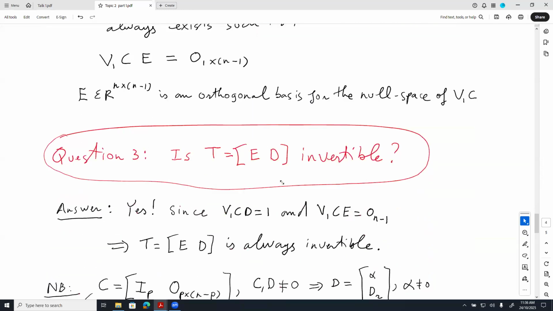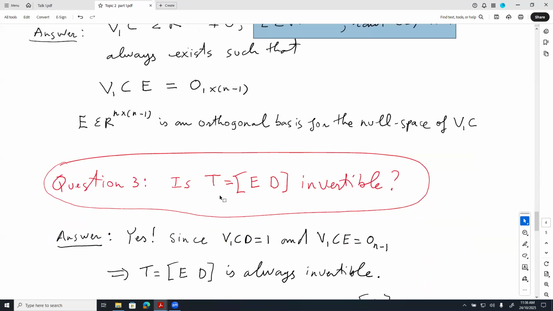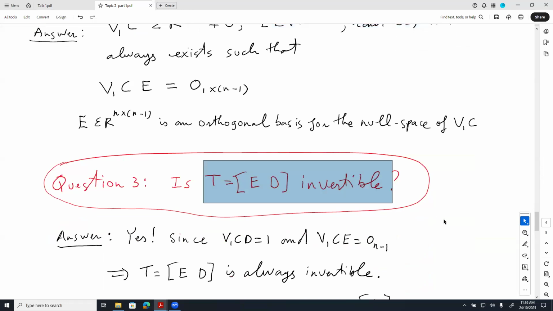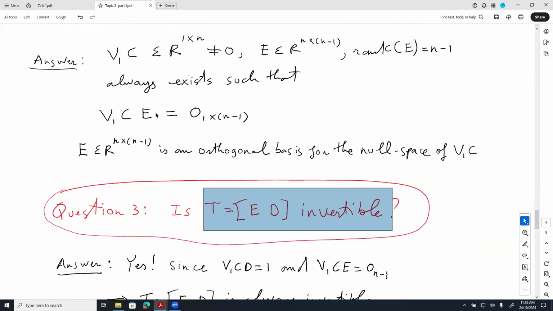Now, the next natural question that we're going to ask is, can we guarantee that this transformation matrix is always invertible? Because it's very important to have that. Otherwise, we're going to be in trouble, because even when we found the metric E, we see a full column matrix, and it might just end up that D is a linear combination of metric E, then T might not be invertible.